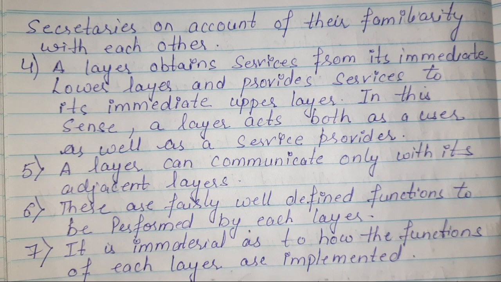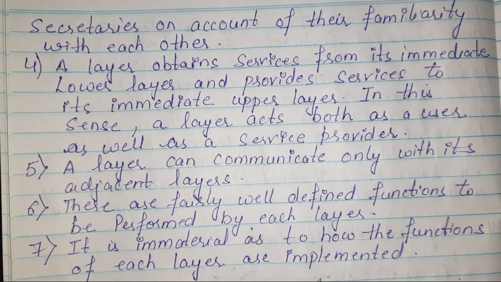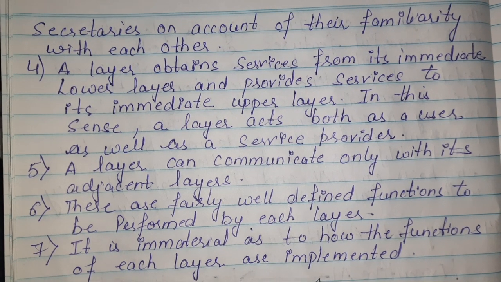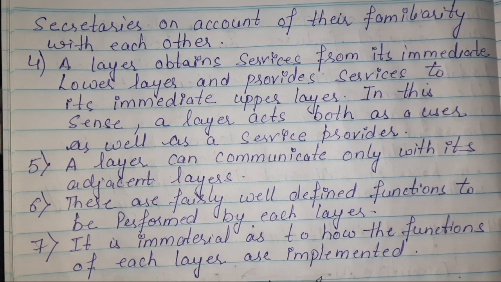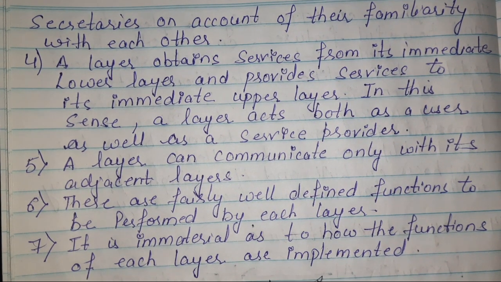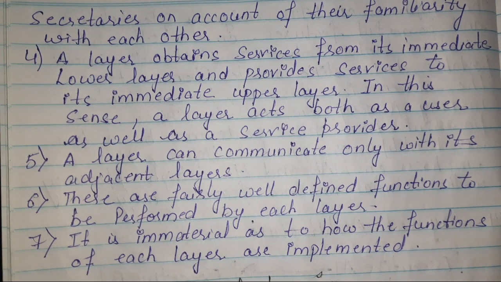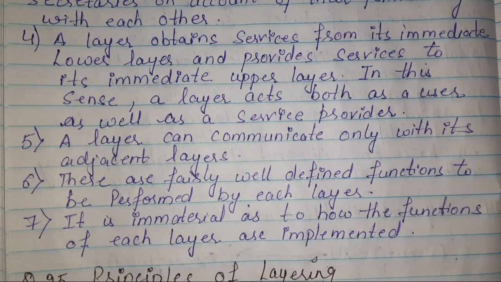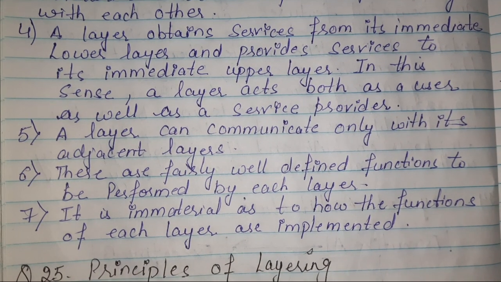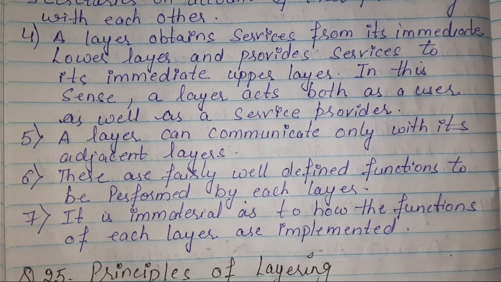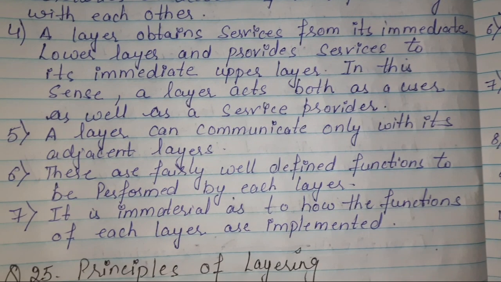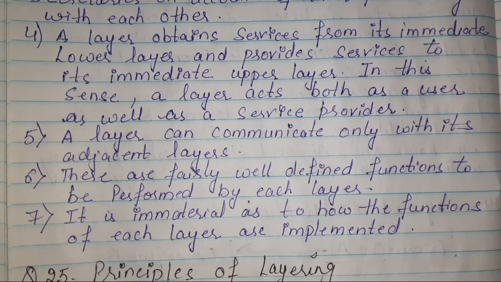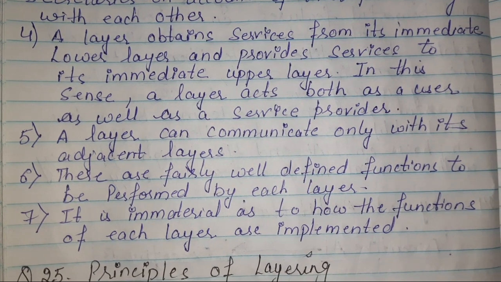A layer obtains service from its immediate lower layer and provides service to its immediate upper layer. In this sense, a layer acts both as a user as well as a service provider. A layer can communicate only with its adjacent layer. There are fairly well defined functions to be performed by each layer. It is immaterial how the functions of each layer are implemented.